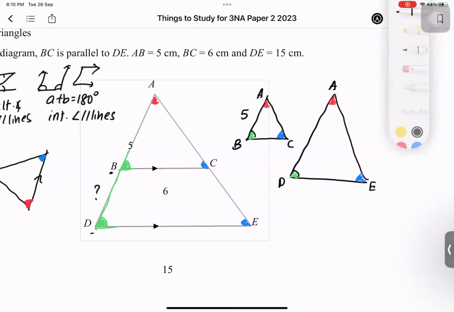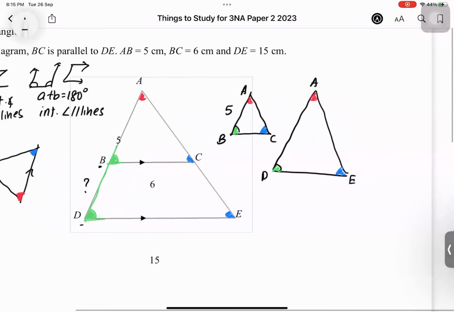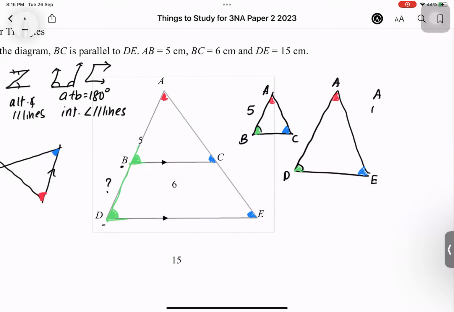So when you write the labeling, the order of the labeling is very important. A, B, C match with A, D, E, right? If the question asks you to name the similar triangle in order, then you give A, D, E, then it's correct. If you give A, E, D, then the answer is already wrong. So it must be in the correct order. And then they tell you BC is 6 cm, DE is 15 cm.